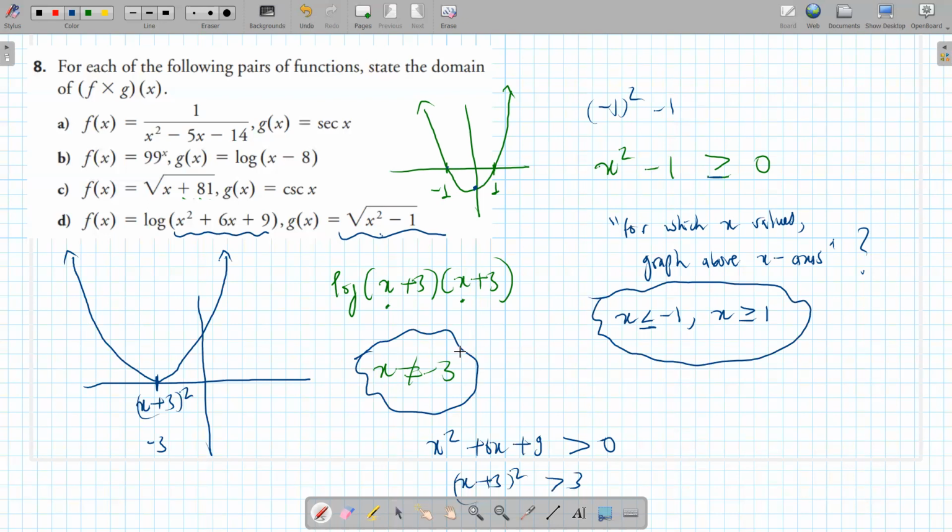So this one is valid everywhere except at -3, right? This one's valid at x equals -1. So the combined domain is going to be x can be less than -1. X has to be bigger than +1 because of the restrictions for the first one. But then x cannot be -3. That'll be the combined domain. That's where they intersect, and that'll be the answer to this question.